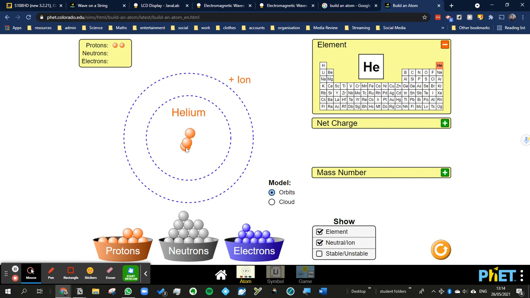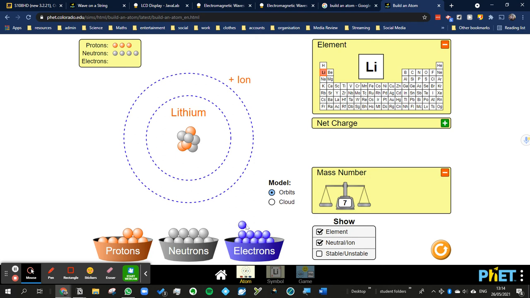So let's just build an atom briefly. Just recap this. Let's make lithium, which has 3 protons. If it doesn't have 3 protons, it's not lithium. All lithium atoms have 3 protons. That's kind of the definition of what lithium is.